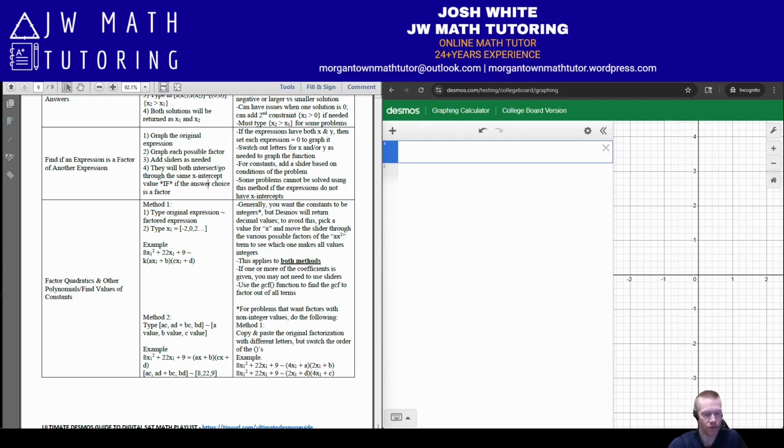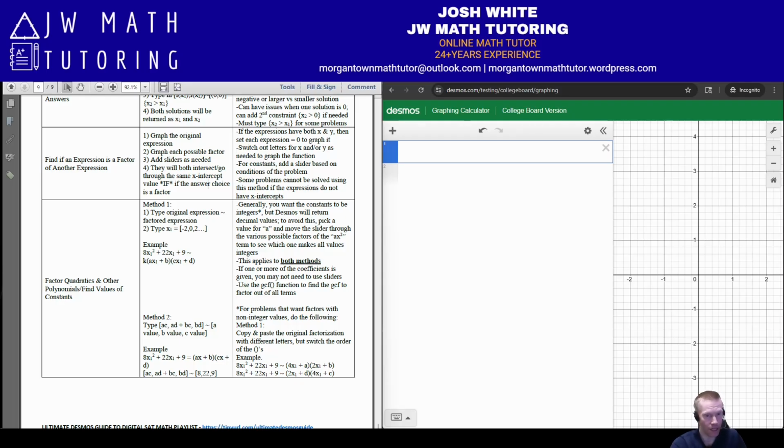However, Desmos is just going to return whatever random values, most likely decimals. The way you fix this is you pick a value for a to start with, and then you move the slider through the possible values of a. When I say that, I mean the coefficient on, say, the x squared term. You do that to see which value of a makes the other three constants, the b, the c, and the d, all integers.